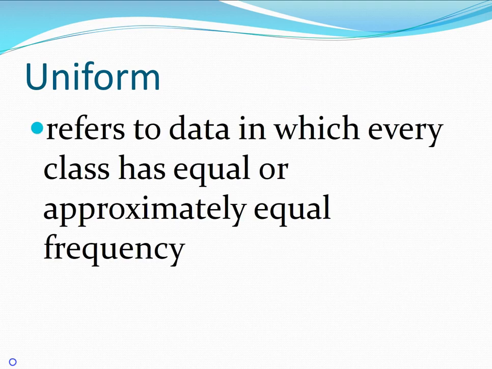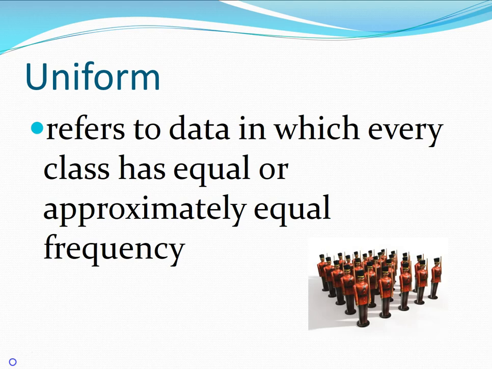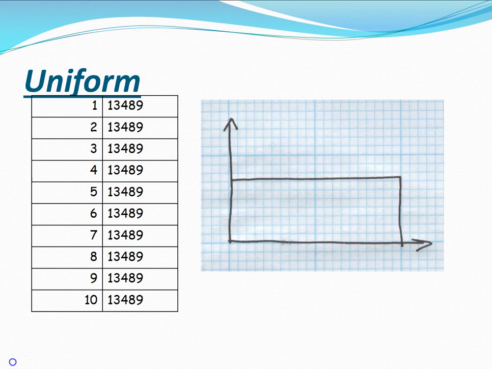Uniform is another word we use. Uniform, we refer to data in which every class has equal or approximately equal frequency. So what do I mean by that? Well, here's a picture of a uniform data set. Pretty much everything's the same. It's just a straight flat line. The 10s, the 20s, the 30s, the 40s, they're all the same. They're all uniform.